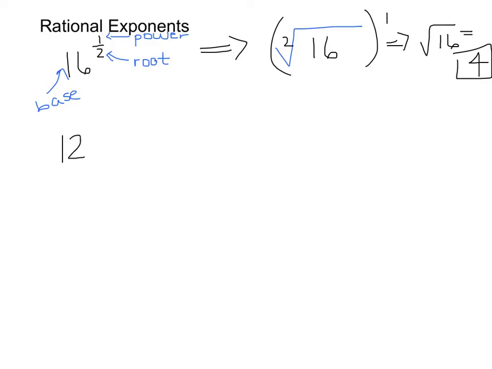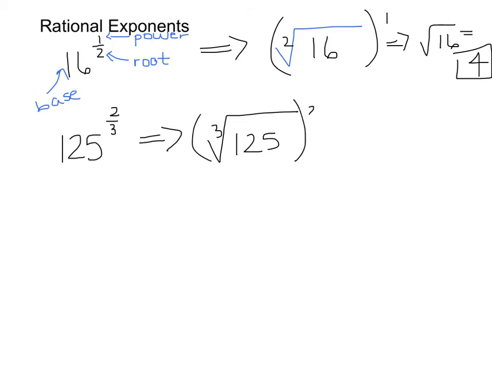So if you have something like this, and you rewrite it, 125 would go under here. 3 would be your root, and we're raising that all to the second power. So you always do what's in parentheses first. The cube root of 125 is 5. Then you raise it to the second power, and that'll give us 25.